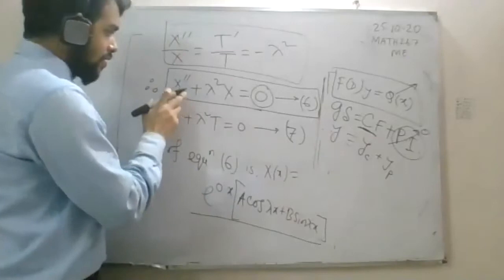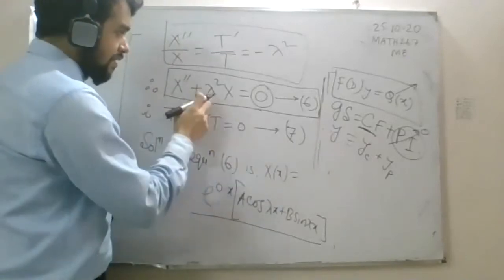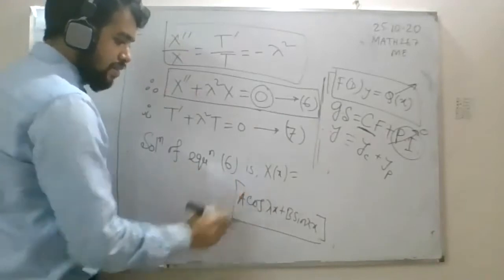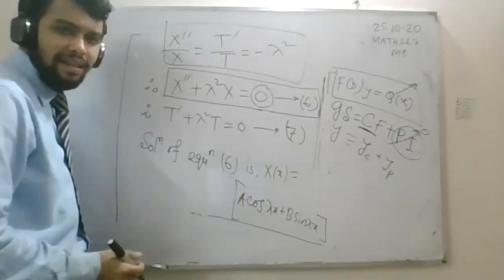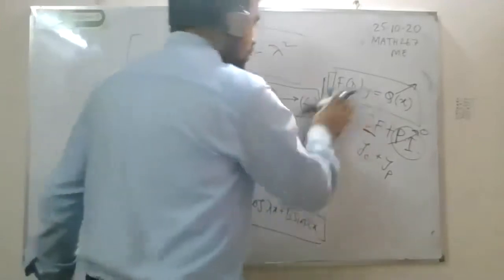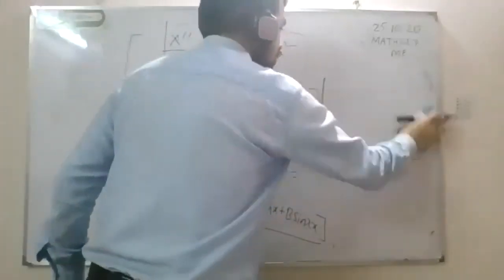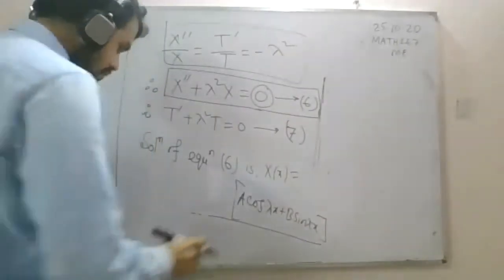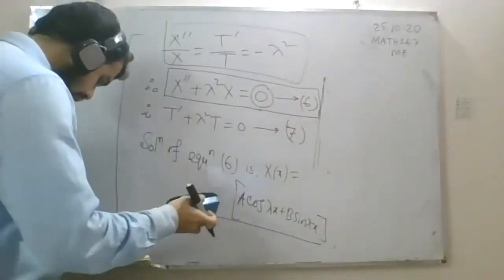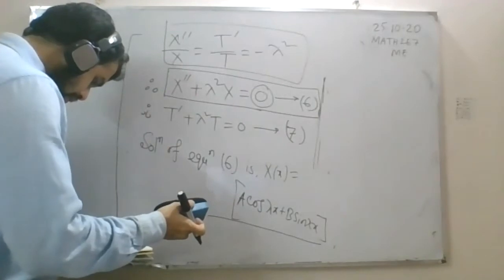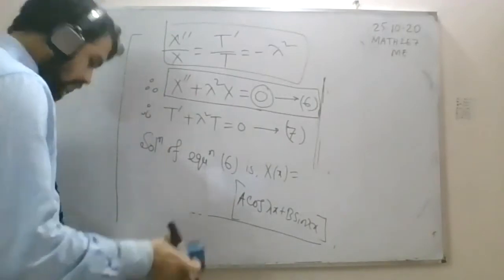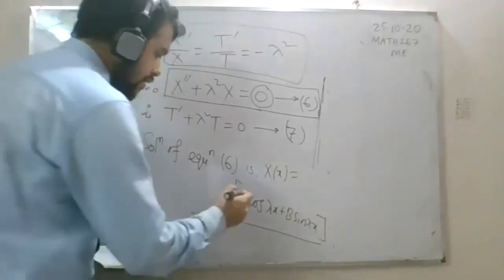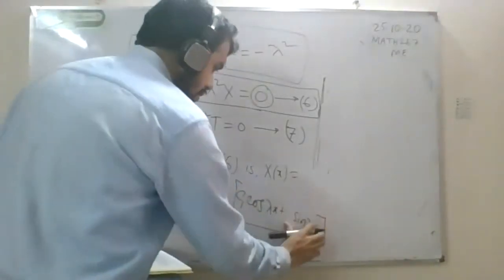So here you can say the solution X(x) equals a cos lambda x plus b sin lambda x. Okay, so this is your solution of equation 6. Here they have called these constants c1 and c2. This is your choice.